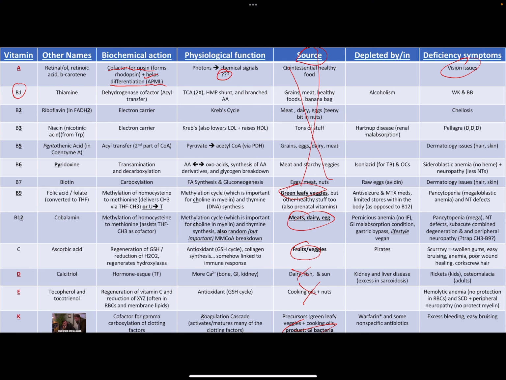B1 is thiamine. Remember, tender, loving care for Nancy. Tender. We see it in PDH. We also see it in alpha-ketoglutarate dehydrogenase. It's also a transketolase in the HMP shunt, which we haven't seen yet. We also haven't seen the branched amino acid pathway, but it's there too. Alcoholics, not known for their best diets. Also inflammation of the GI affects absorption, causes Wernicke-Korsakoff.